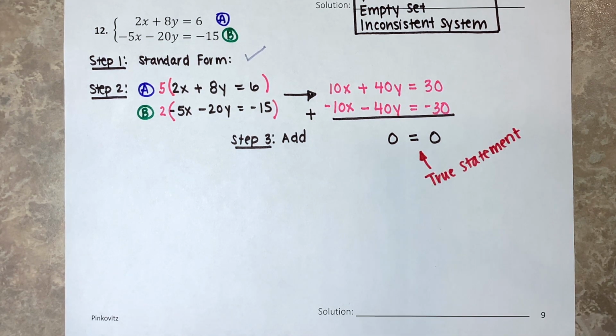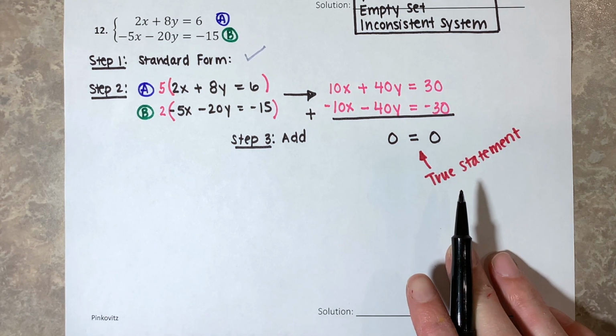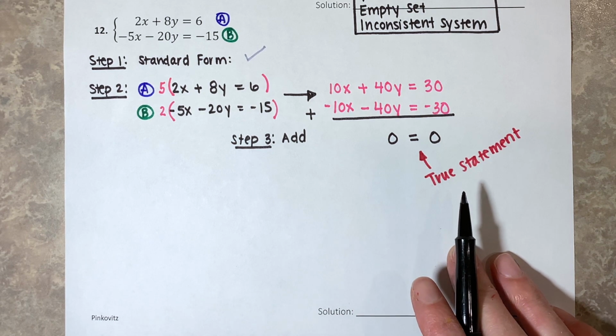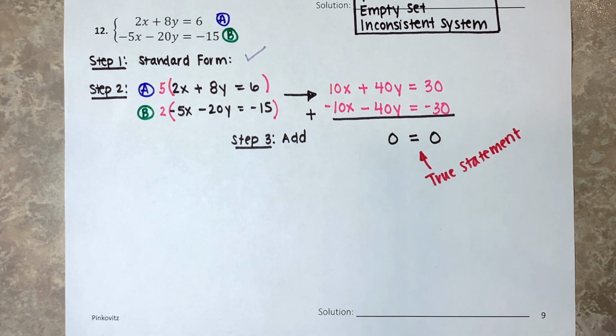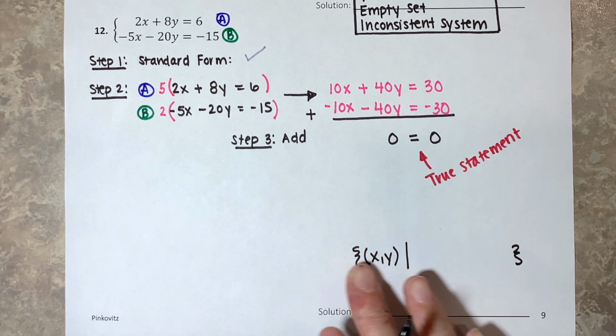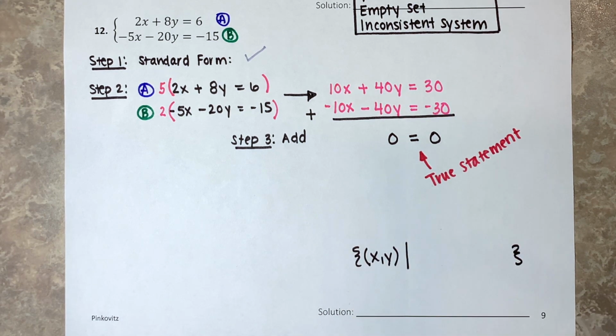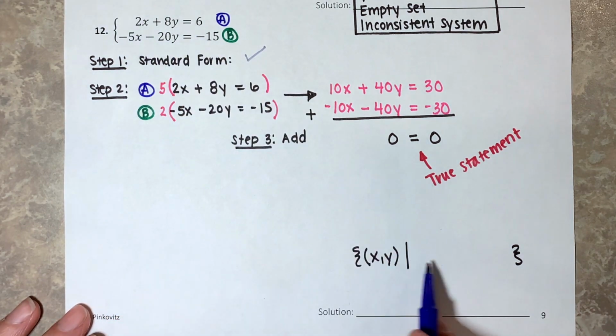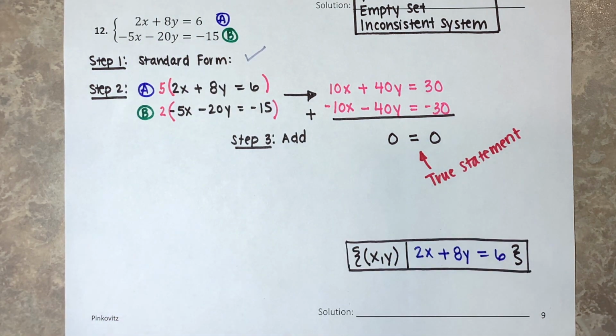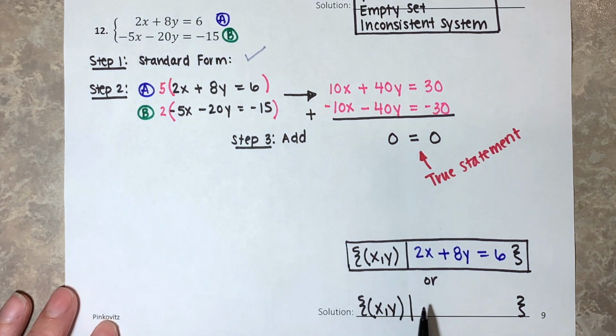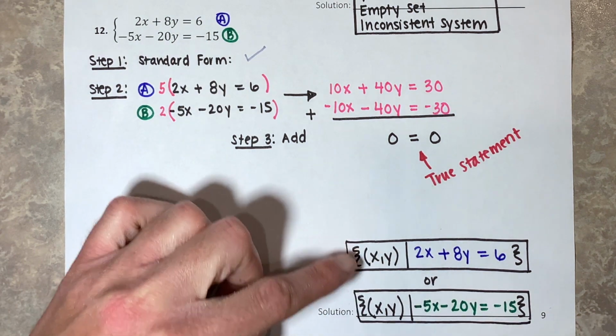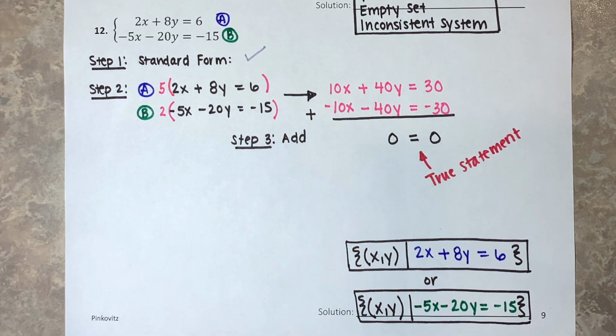When you're solving an equation, if you end up with a true statement, that means there are infinitely many solutions. So for our final answer, when there are infinitely many solutions, we start with this set builder notation, and then we can either insert equation A into the blank, or a different correct way to write our final answer would be instead to insert equation B in the blank. Either one of these answers would be correct for your final answer.